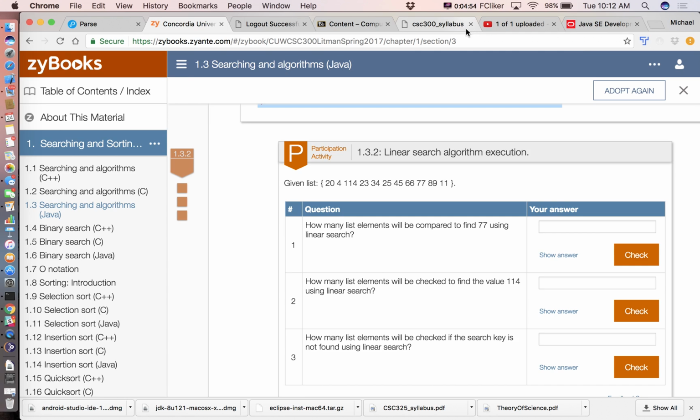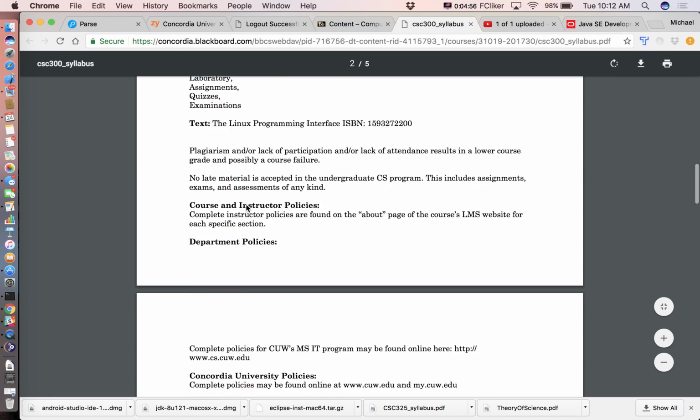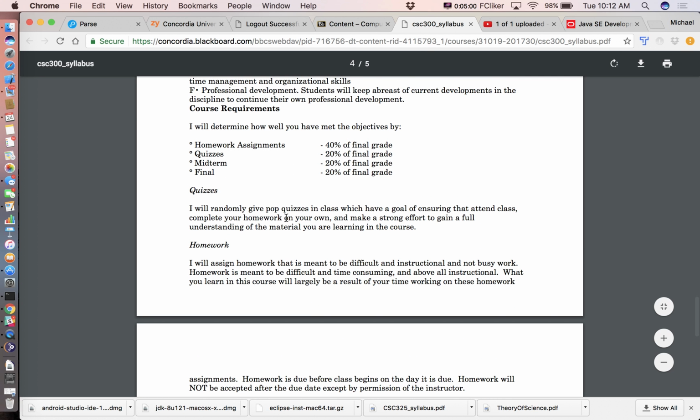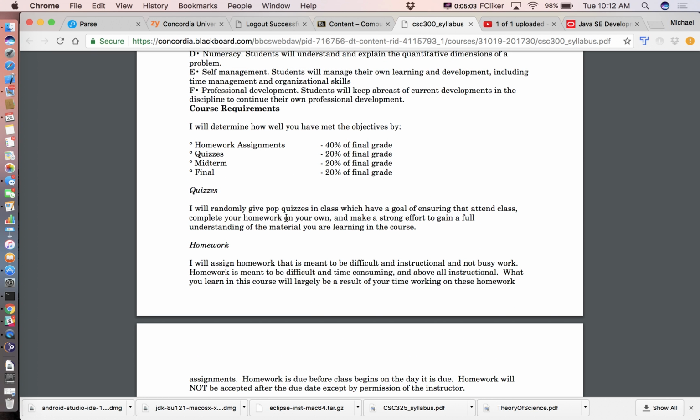If we go back to the syllabus here and we scroll down, you'll see that the breakdown's the same as last semester. So 40% of your grade is homework assignments, which will be almost all programming, maybe the occasional paper, but a lot of programming. And then 20% will be quizzes, and quizzes are always going to be that beginning of the class 5-minute quiz. Sometimes I'll announce it before class, but I almost always will give you that threat of a quiz.